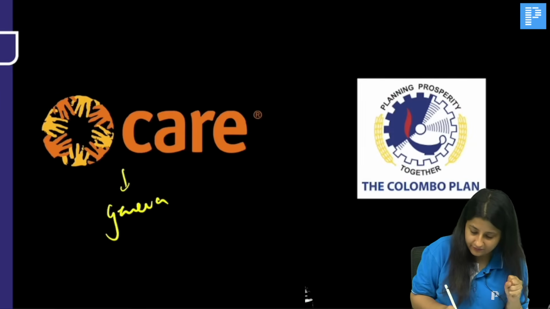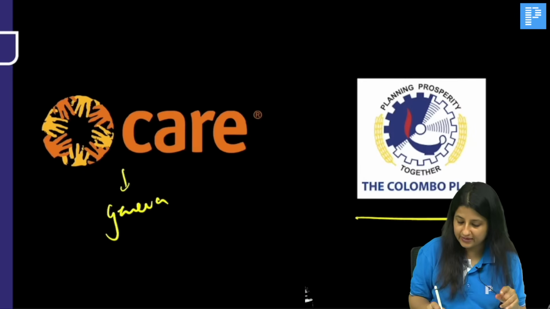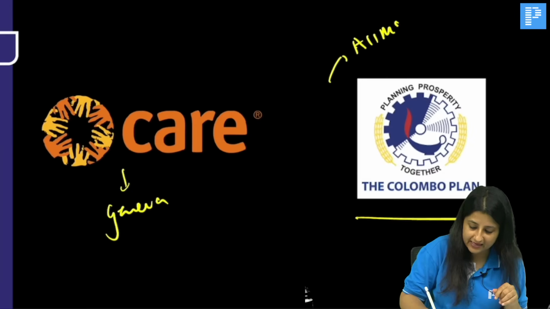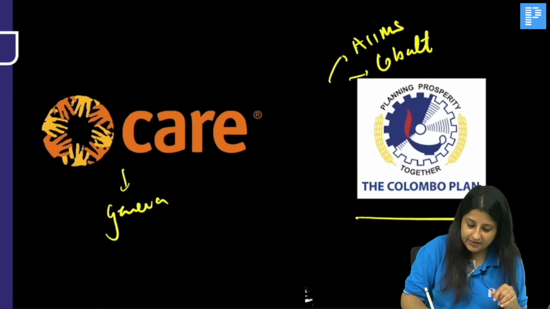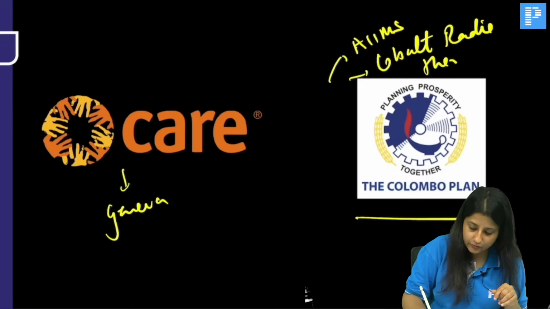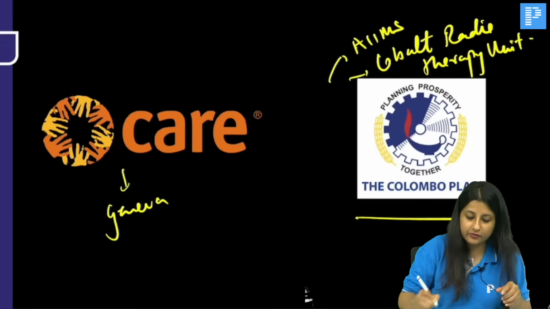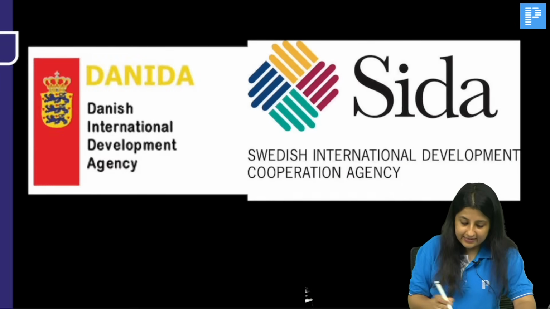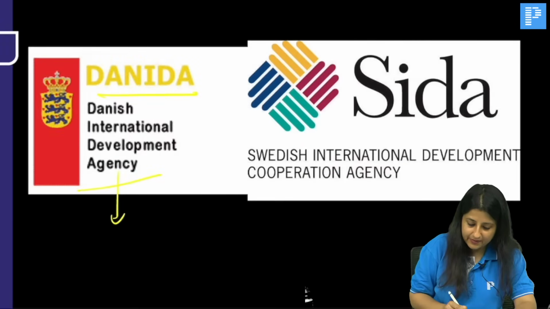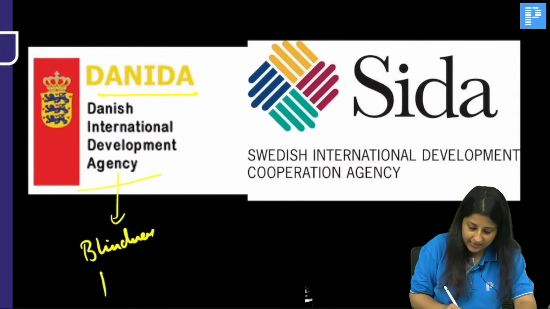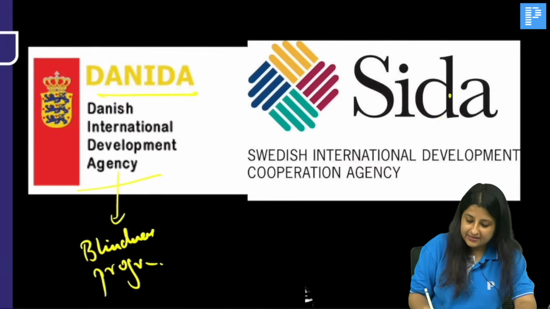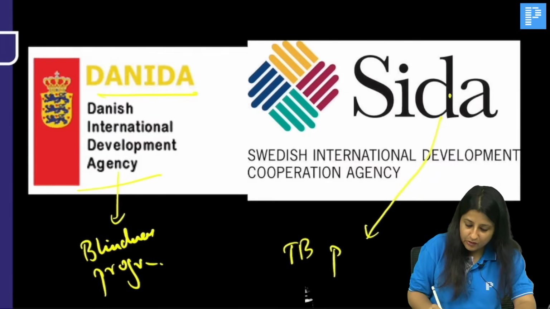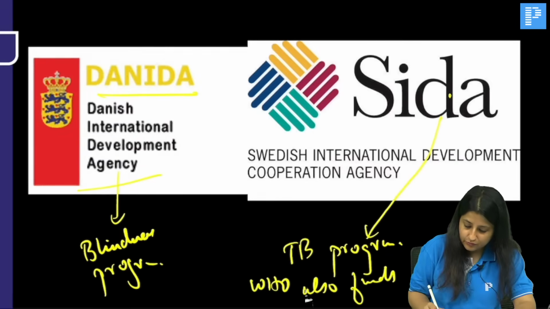Alright, again in Geneva. Colombo plan came in NEET PG, headquarter in Colombo, but this helped develop AIMS and also provides cobalt radiotherapy unit to medical colleges. Okay, headquarter of course Colombo. Then Danida blindness में help किया, D को B बना दो. Blindness program in India was helped by Danida. SIDA is TB program. WHO also funds TB program. Clear?